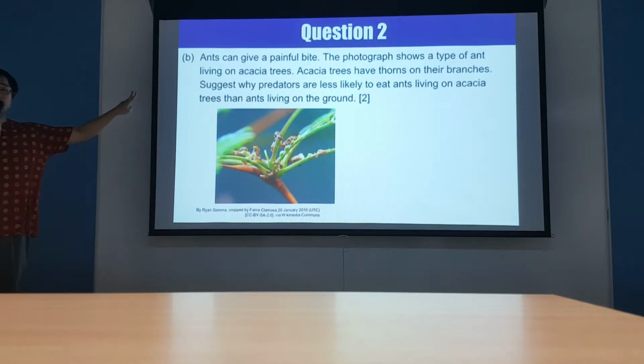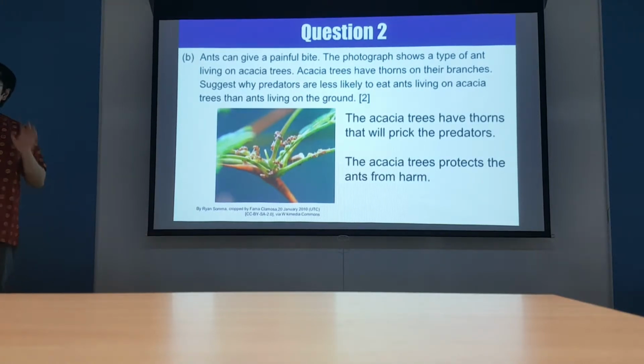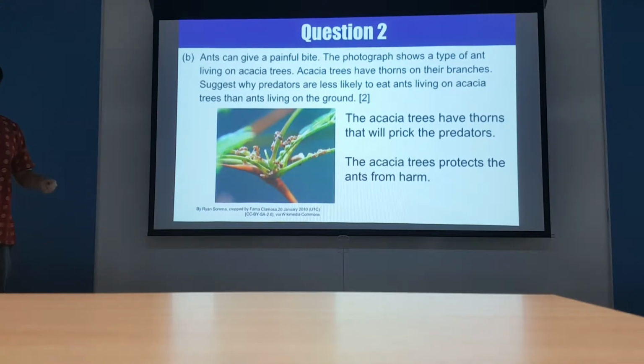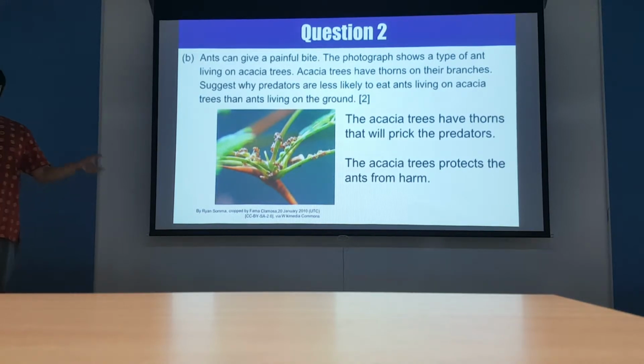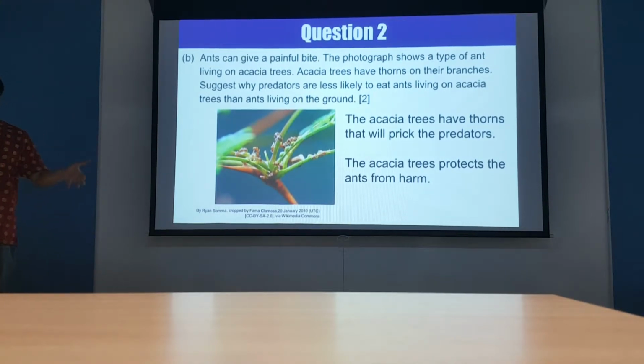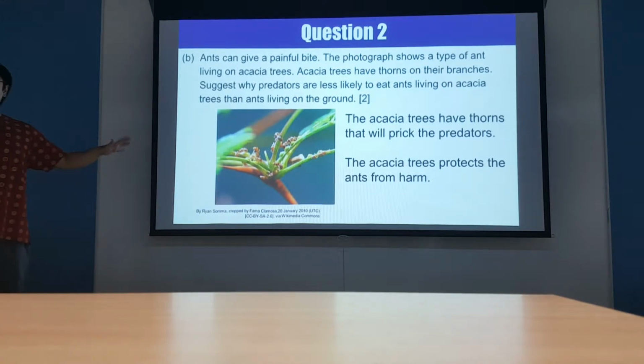Alright, so there are 2 points here. So your first point here should be the thorns will injure the predators. Okay? So if you look at the answer here given to you, it can be in many variations, but you need to understand the main gist of it. It basically has thorns that will injure. So as a result, what will happen? The ants will not be eaten. Or the trees have protected the ants from predators. Does that make sense? Everyone, is that okay with you? Okay. So this is how you should be answering.